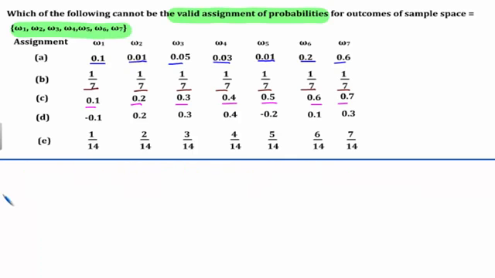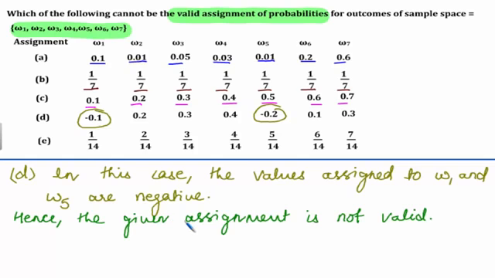Now let us move on to the D part. In the D part, as we can see that the values assigned to omega 1 and omega 5 are negative, therefore the given assignment of probabilities is not valid in this case. So this is the answer to the D part. And now let us proceed on to the last part.